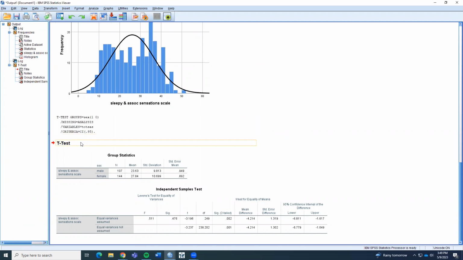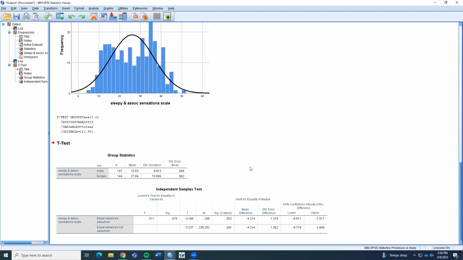All right. In the group statistics, we can see that we have 107 male participants and 144 female participants. And we can also, in the independent samples test, here we're able to check Levene's test for equality of variances. And this is part of that 5th assumption that we needed to check for.